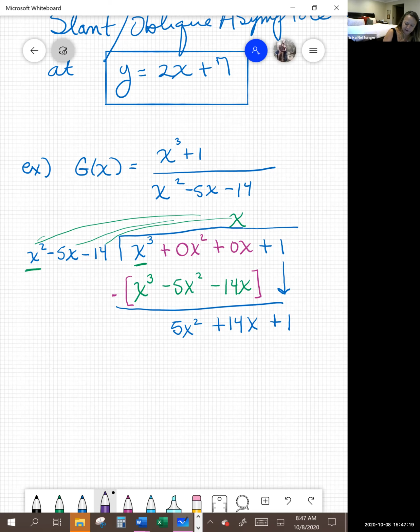So again, look at your first term, x squared, and think to yourself, what am I multiplying x squared by to get 5x squared? Well, I'm missing a 5 there. So 5, distribute the 5 and put it below. So we have 5 times x squared is 5x squared. 5 times negative 5x is minus 25x. And 5 times negative 14 is negative 60.